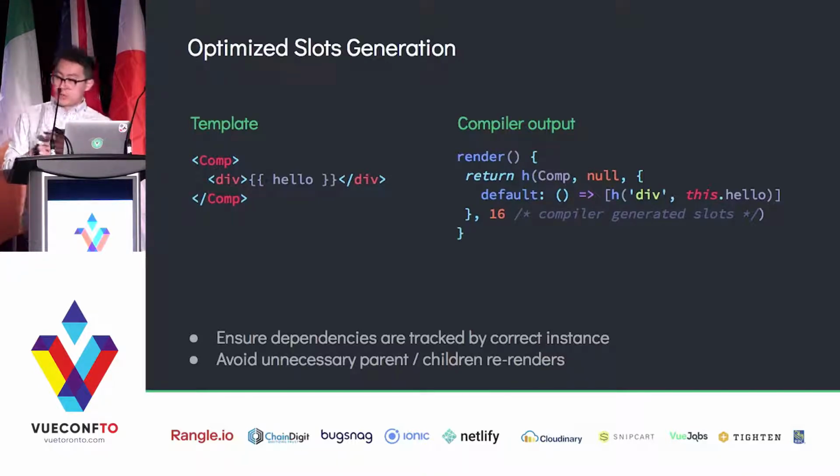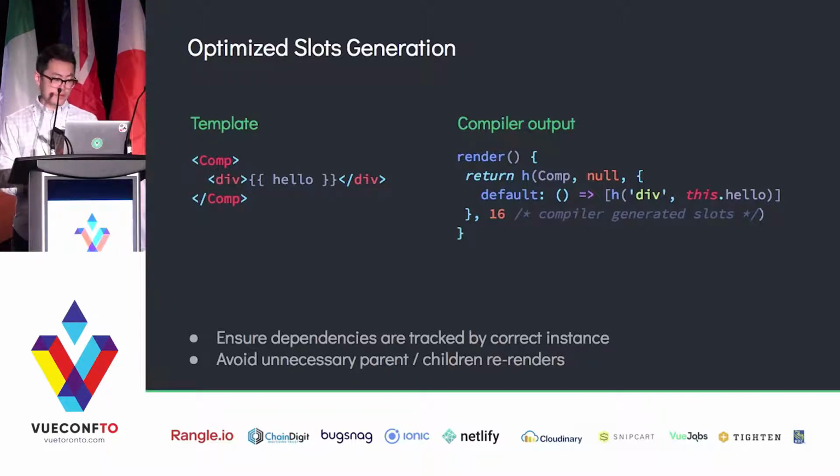So in the 3.0 code, we'll generate these slots as a function that's being passed down, kind of like scope slots. And the benefit of that is because Vue components keep track of their own dependencies, right? Previously, slot content is rendered in the parent scope, and thus the dependencies are tracked in the parent scope. So this hello here is actually tracked in this parent scope, instead of inside the component itself.